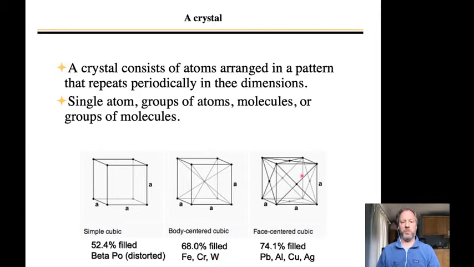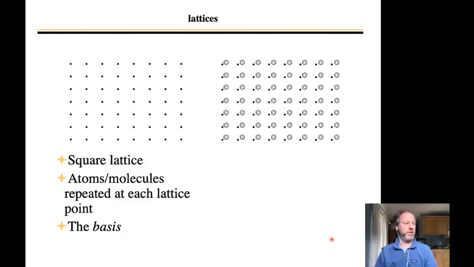And then face-centered cubic is another arrangement. This is actually the best that you can fill space in 3 dimensions in a simple cell. So 74% filling of space, and lead, aluminum, copper, and silver have this unit cell, face-centered cubic. We're going to move down into 2 dimensions because it's a little bit easier to see. We have a lattice, and we have the components of the crystal.